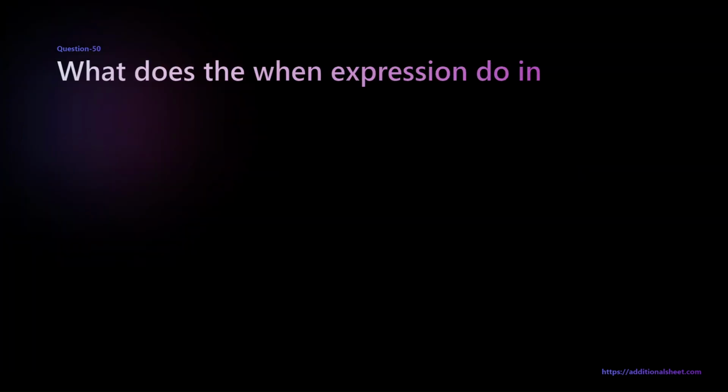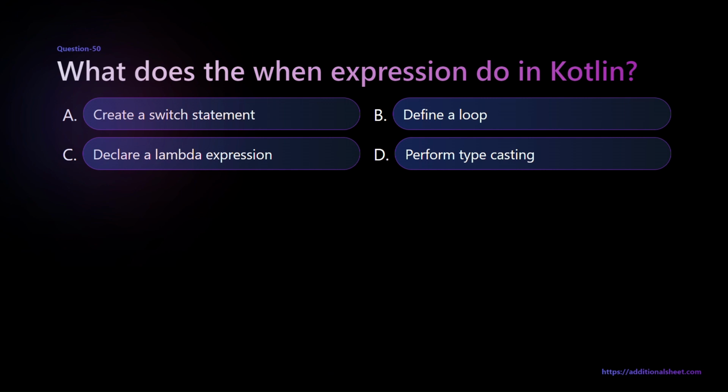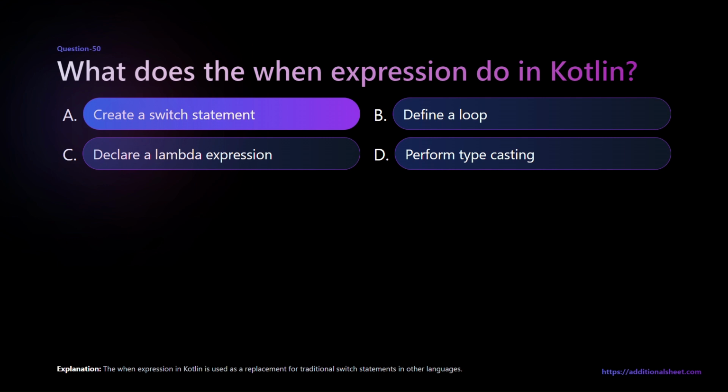What does the when expression do in Kotlin? Option A, create a switch statement. Option B, define a loop. Option C, declare a lambda expression. Option D, perform typecasting. The correct answer is option A, create a switch statement.